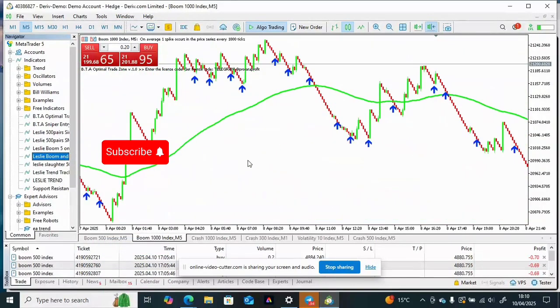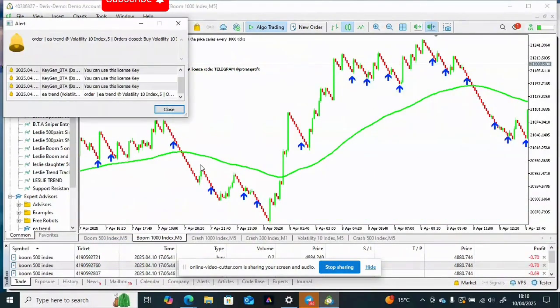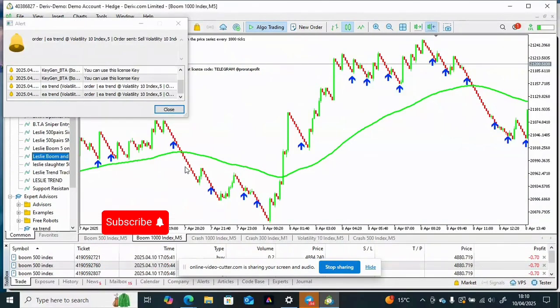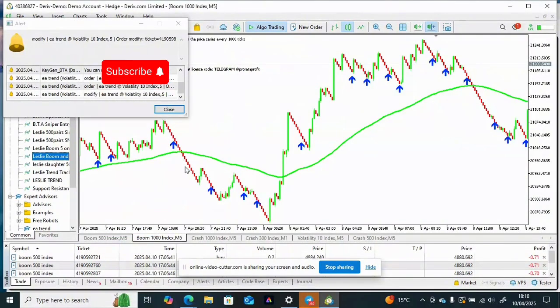And boom 1000, we know with the spread, if you keep having these multiple candles, it means you are running in deep losses.